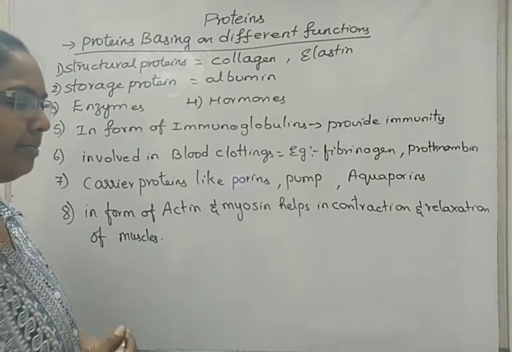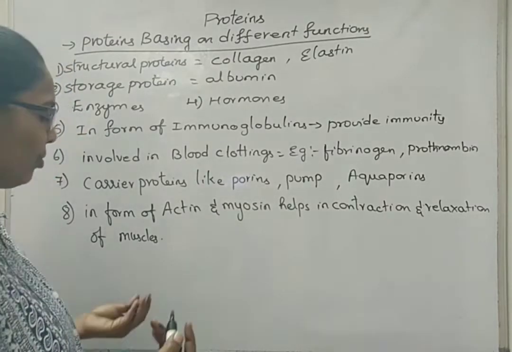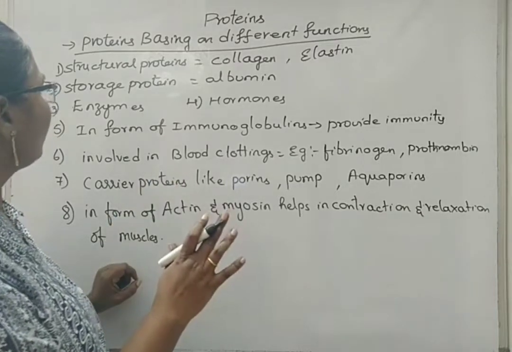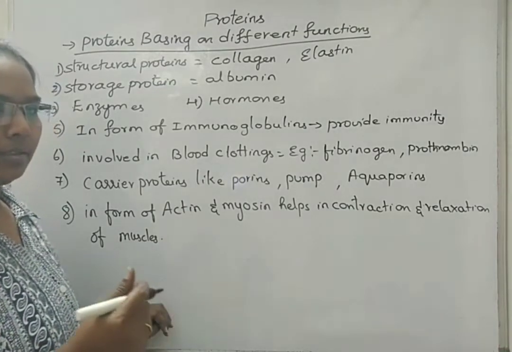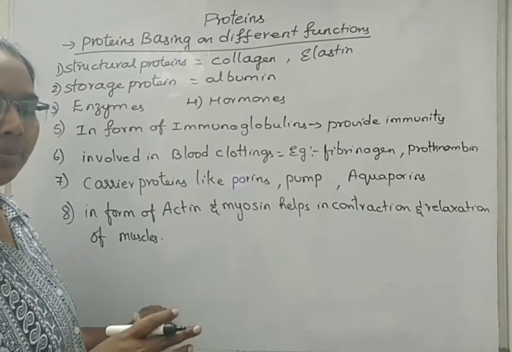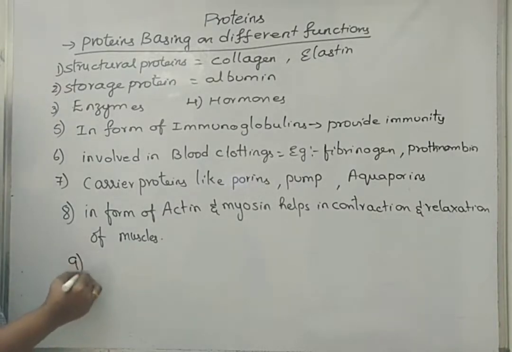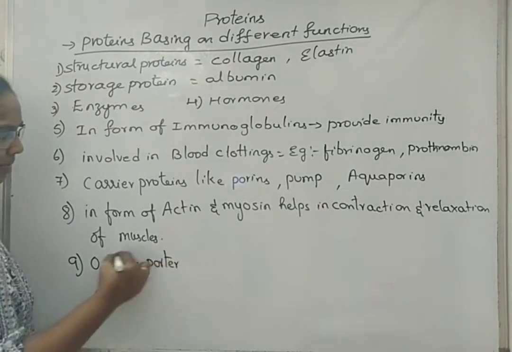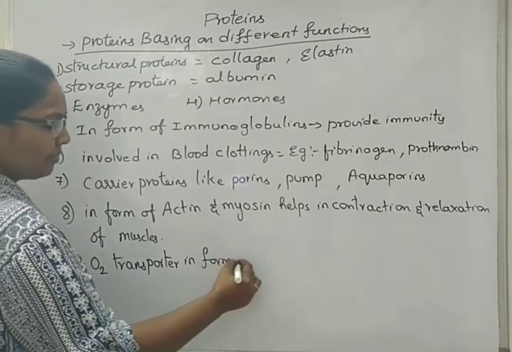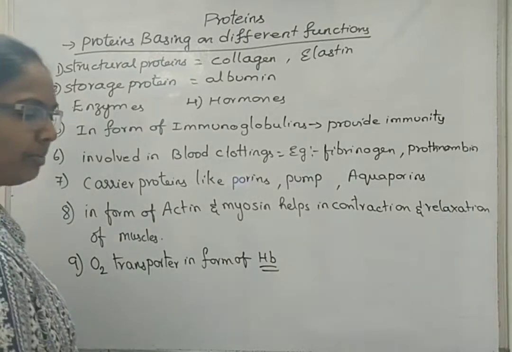Next, hemoglobin is used. I think we have not mentioned hemoglobin. So globular protein in hemoglobin supports transportation, in the complete hemoglobin form. It is helping in transportation of oxygen all over the body through blood. So oxygen transporter in the form of hemoglobin. Hemoglobin I am writing as capital H, small b.